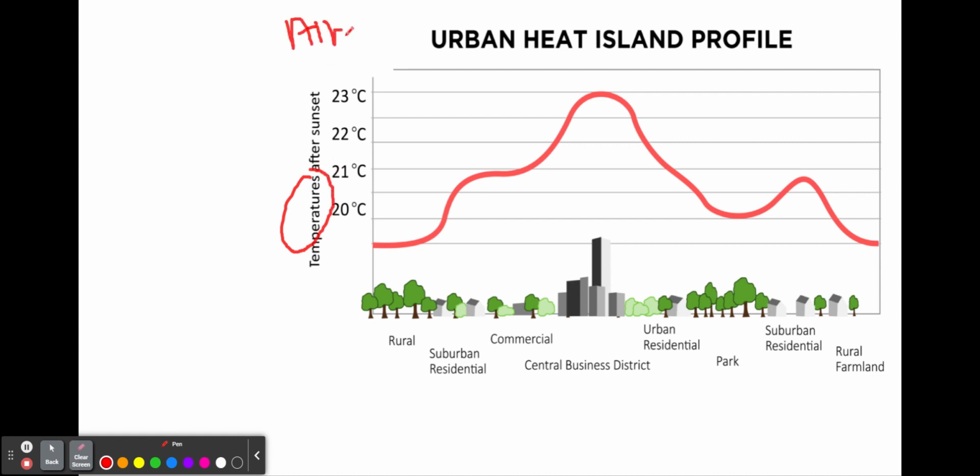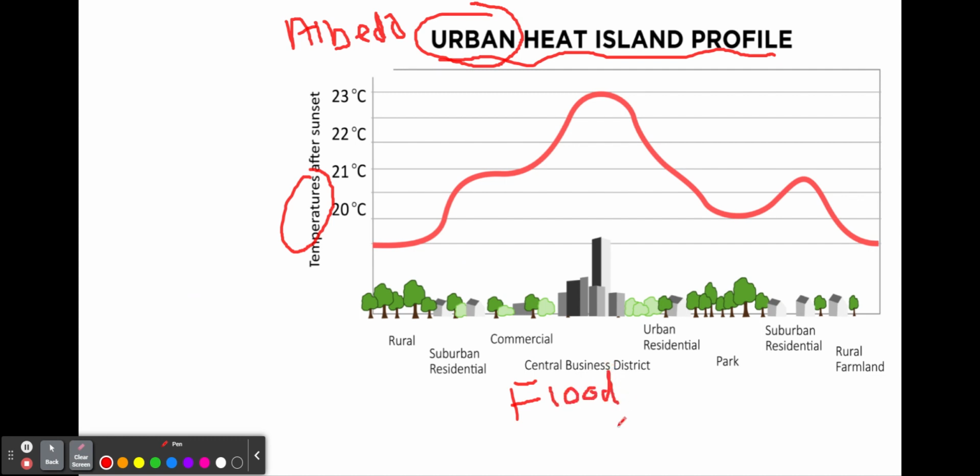And that's really important. So this is the urban heat island profile. New Brunswick is definitely an urban area. You should know that from living here. And you also should know some of the impacts of living in an urban area, such as how urban areas really flood. Urban areas flood a lot because of the impervious surface.